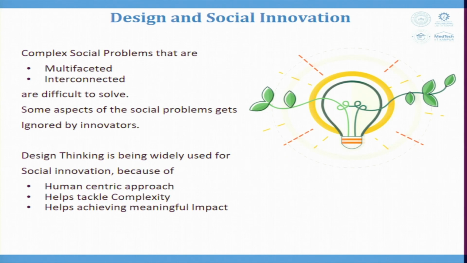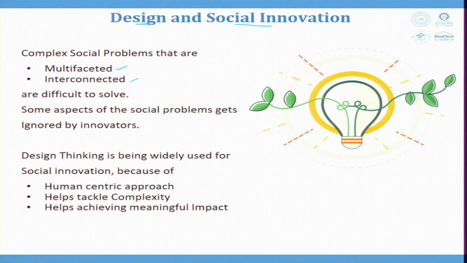So, when we talk about design and social innovation, these are complex social problems which are multifaceted and interconnected. This has to be understood when we even start thinking about design in social innovation. The problems are multifaceted. It is not about just getting a solution to the problem. For example, if somebody falls sick, it is not like just giving a medicine. It is multifaceted and interconnected, which is not so easy to solve, and is always difficult to solve.